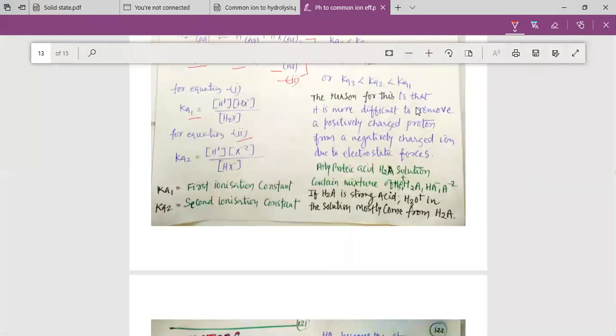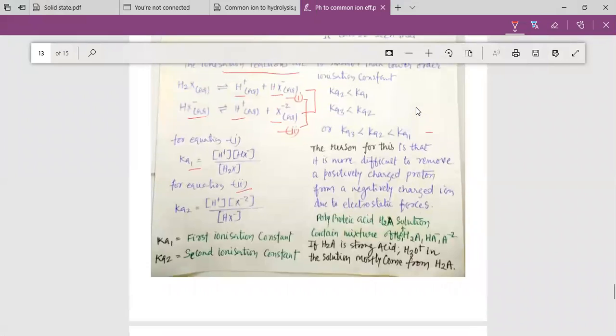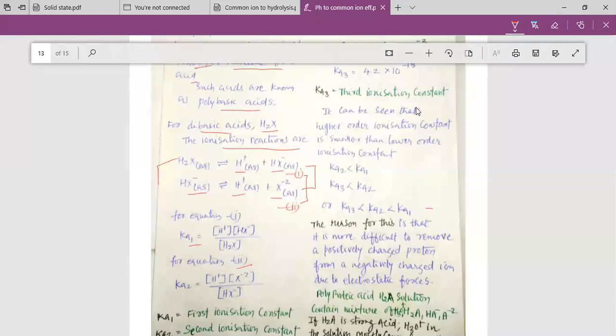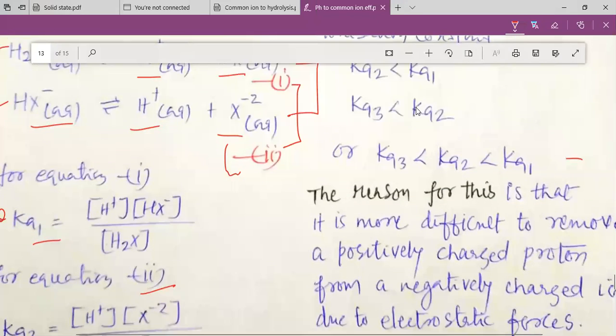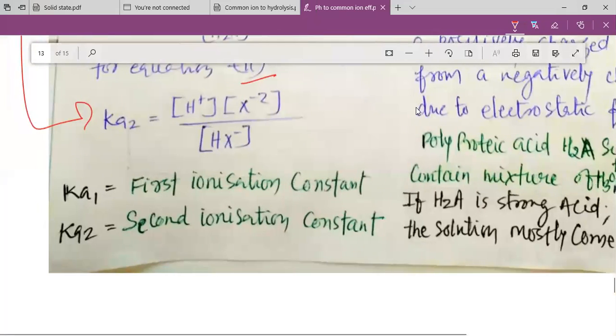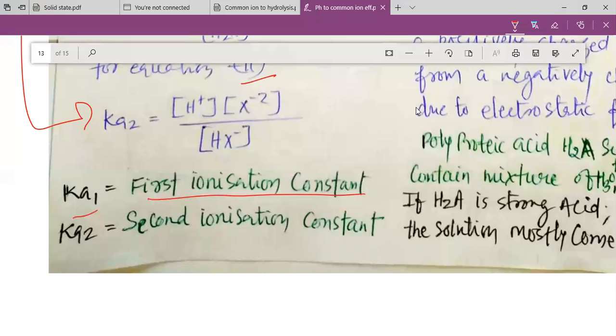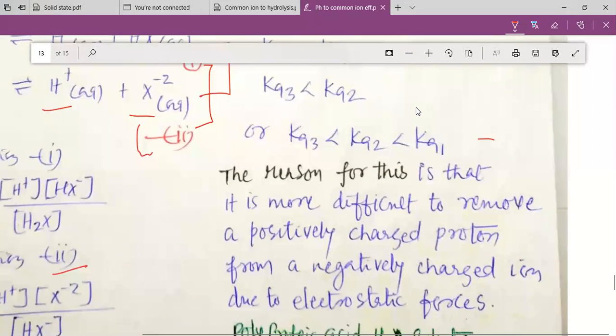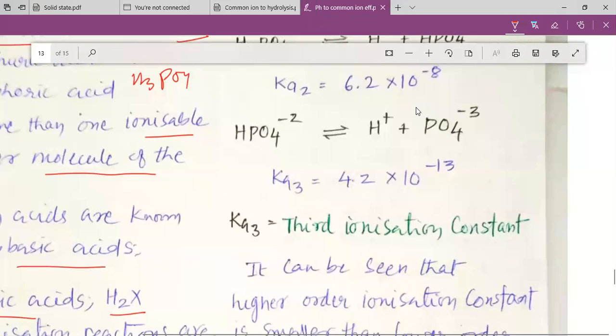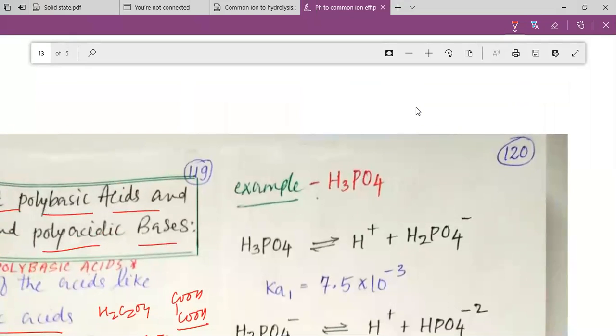This is what you can observe from this equation, my dear students, that for this equation we have written Ka1, and for this equation we have written Ka2. Please remember, my dear student, that the various values that we have seen for Ka1 and Ka2, we call Ka1 as the first ionization constant, and we call Ka2 as the second ionization constant. So here in the first and second ionization constant, my dear student, we can understand the value for Ka1 and Ka2.